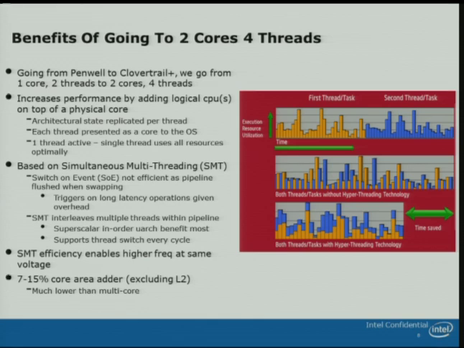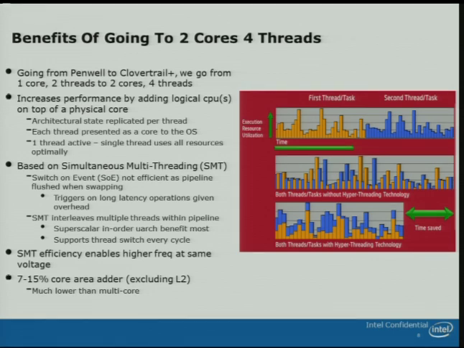But the 2 threads inside the same core utilize the same processing hardware and share the same processing hardware. Simultaneous multi-threading offers efficiencies, including lower area for additional logical processor, as well as higher frequency at the same voltage.